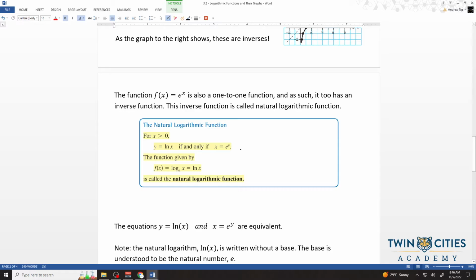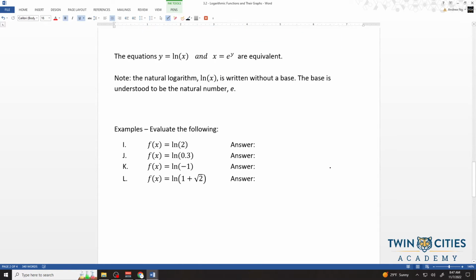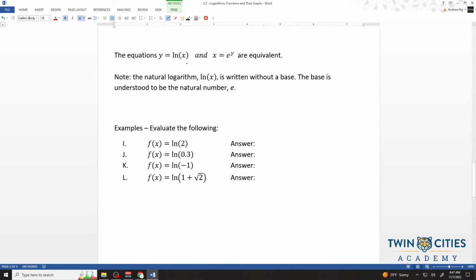So again, we are able to translate from the natural log function to something with e to the y here. Now that's because technically the natural log of x, it isn't shown here, but this is the same as, right here, log base e of x. So this is called the natural logarithmic function. So we're going to evaluate a few things here as well. The equations y equals the natural log of x and x equals e to the y are equivalent.